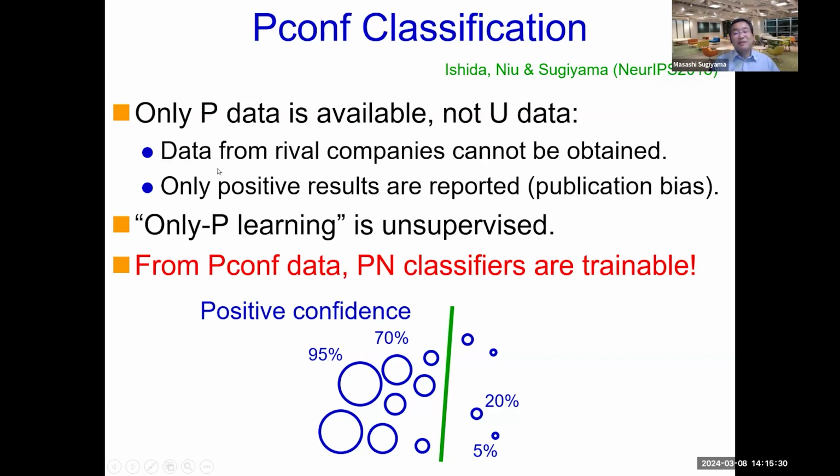Or if we look at scientific publications, there's a phenomenon called publication bias. In physics, chemistry, and medicine, good results are published because the results are positive and they can write a paper and publish it. But if their experiments failed, then such papers cannot be published and they don't become public. So positive samples only appear in public and negative data don't appear. So again, it's a P-only situation. As long as we can collect positive data with confidence, which is the class posterior probability, p of y given x, then we can train a classifier. So that's P-conf classification.